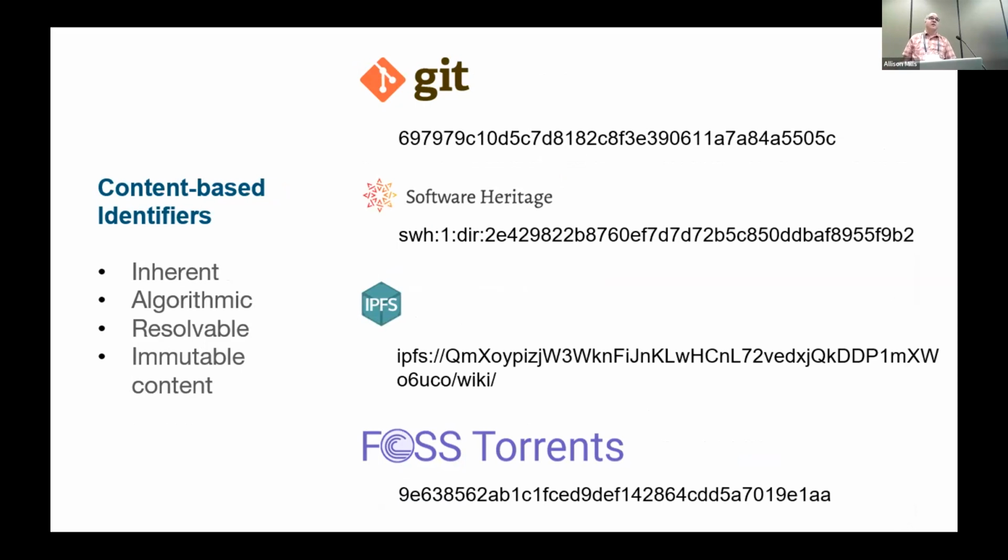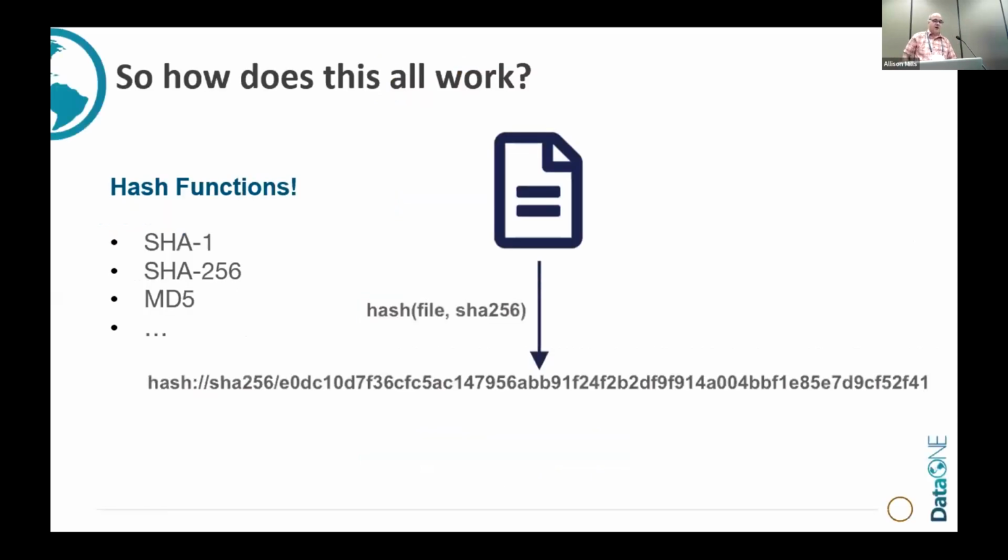So we use these all the time. As information technology professionals, we're constantly using systems like Git, Software Heritage, and BitTorrent. If any of you like to watch movies, you'll find that these are all systems based on content-based identifiers. It's a fundamental approach that's used in distributed information systems. So they have some really nice characteristics, and in the case of content-based identifiers, they do point at immutable content.